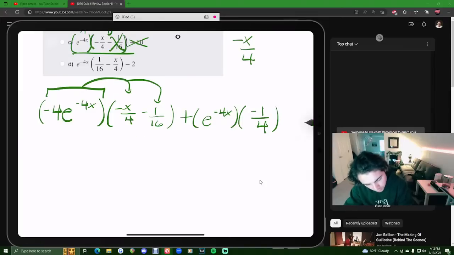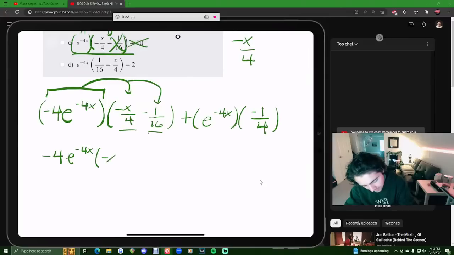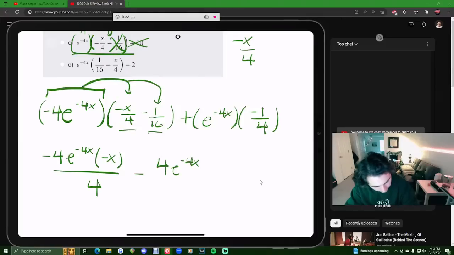So we can distribute to these two terms. Okay? So we have negative 4 e to the negative 4x times negative x over 4. And then minus 4 e to the negative 4x, and then times negative 1/16.